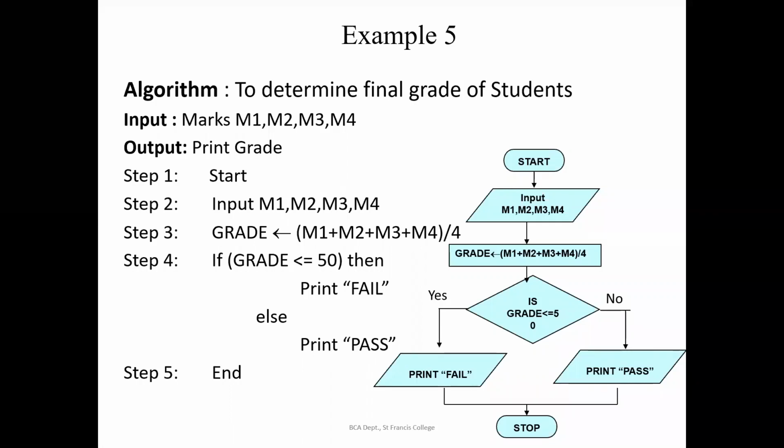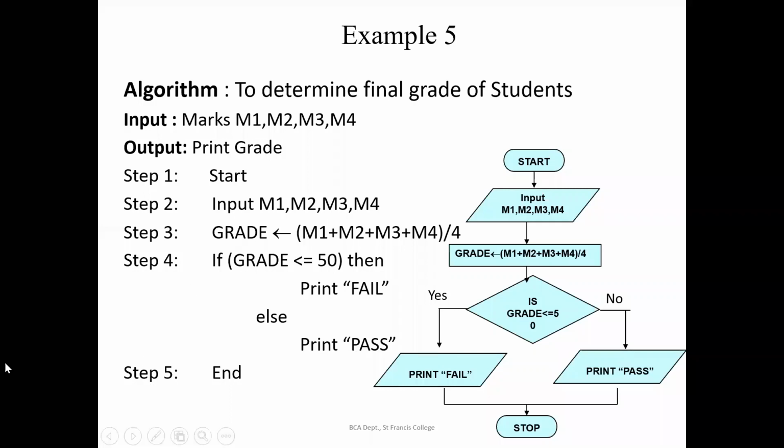That means using a decision box we have to decide whether the grade is less than or equal to 50. Else means it will be greater than 50. We will be printing pass, and then we'll be giving a step 5 as end.